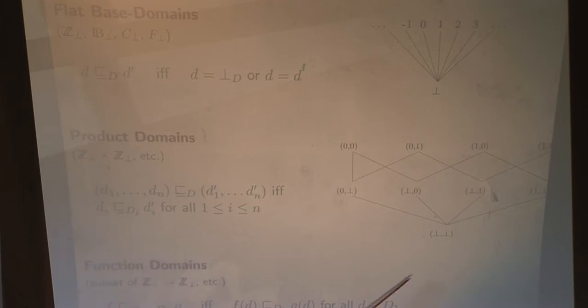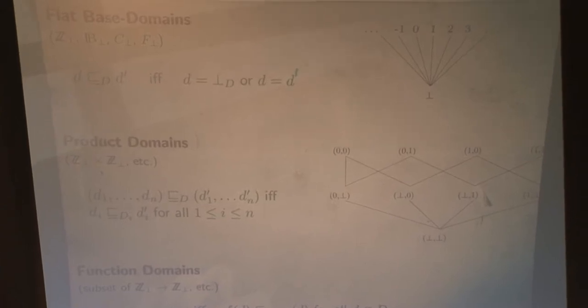For example, the tuple bottom bottom is less defined or equal than the tuple 0 bottom, and this in turn is less defined or equal than the tuple 0 0. So now we have some objects which are not completely defined, but also not completely undefined. We have chains where objects increase in their definedness, and these chains can have more than just length 2. And for functions, it's even more interesting.